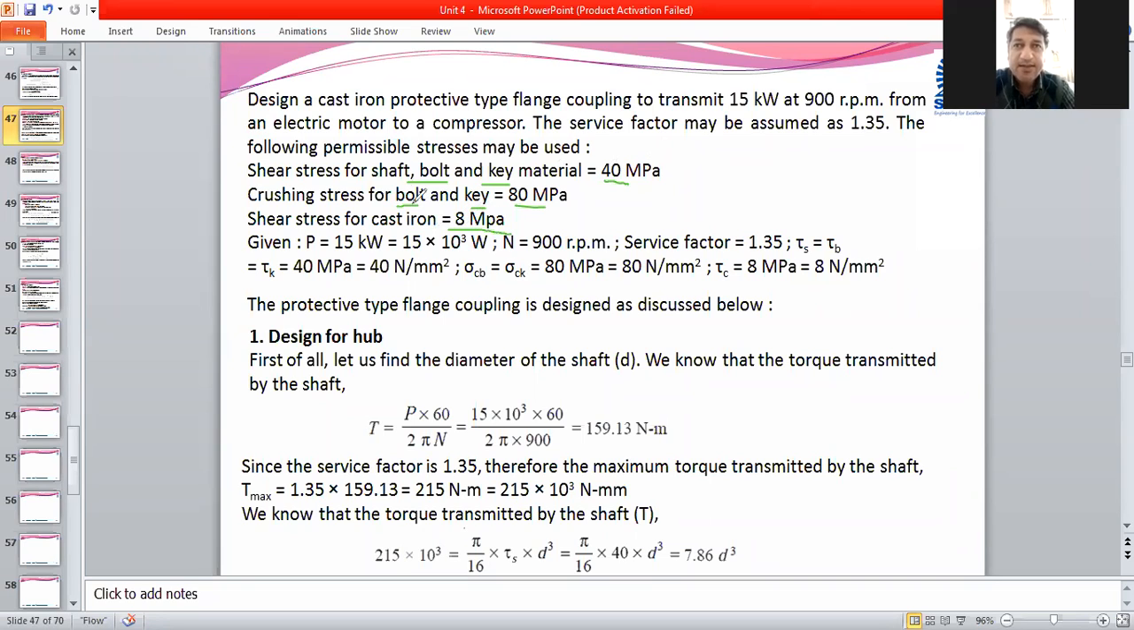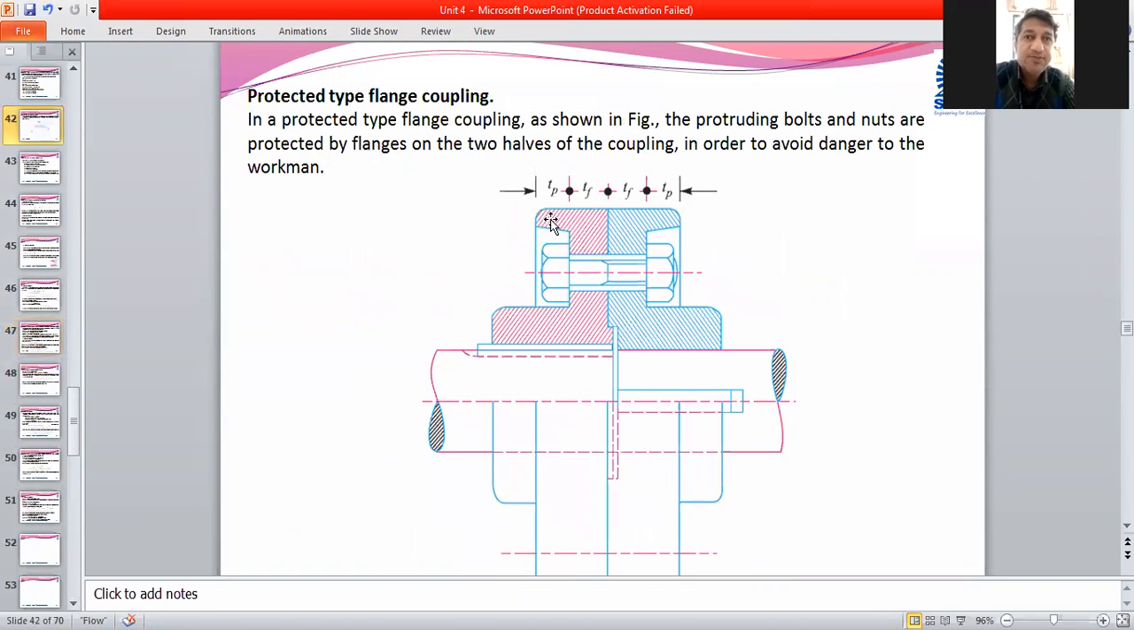Okay. So this data we have to use, and we have to design one flange coupling that will be of protective type. Don't worry that we have not seen the design of a protective type flange coupling. Let me show that protective type flange coupling, which I have already explained to you. In this protective type flange coupling, an additional cover is provided over the head of the bolt and nut. That is the only thing. And you can take the thickness TP equal to TF.